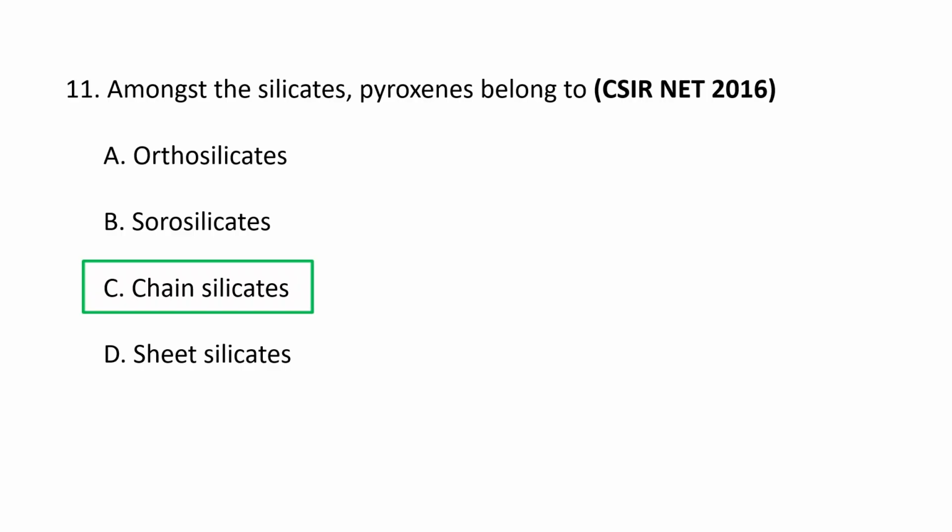Pyroxenes belong to the inosilicates or single chain group. They are constructed from long single chains of tetrahedra that share two oxygen atoms.